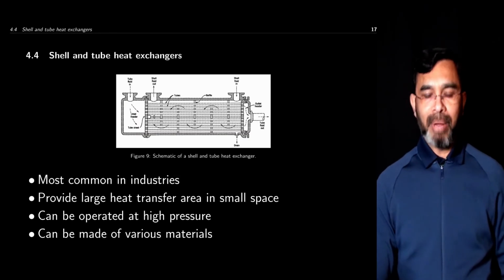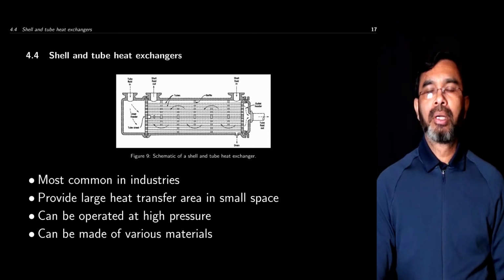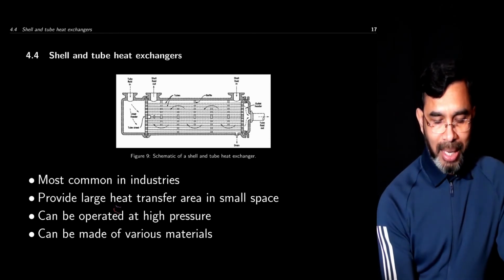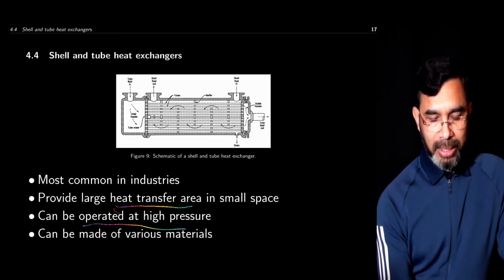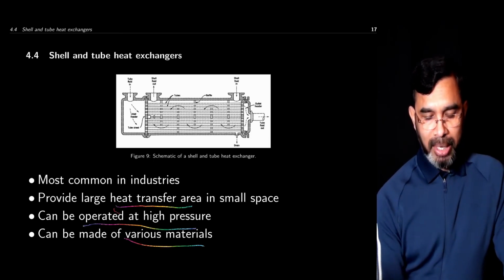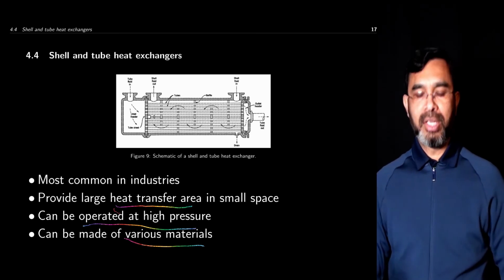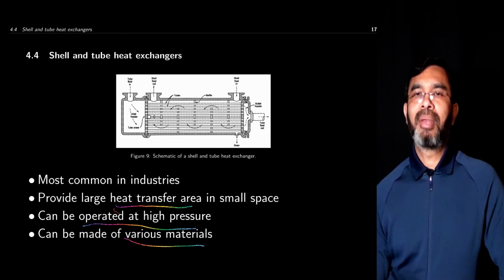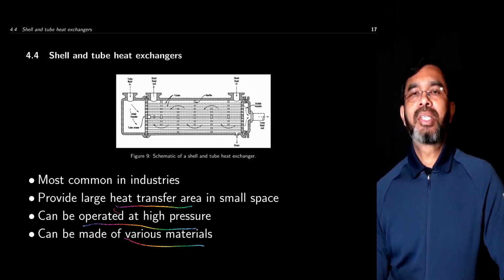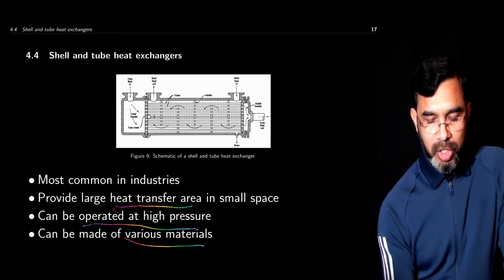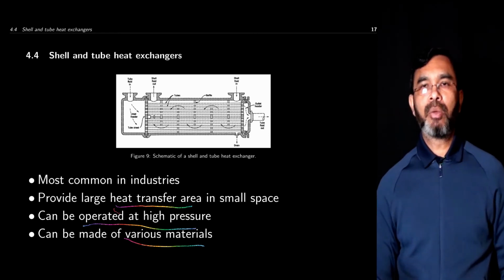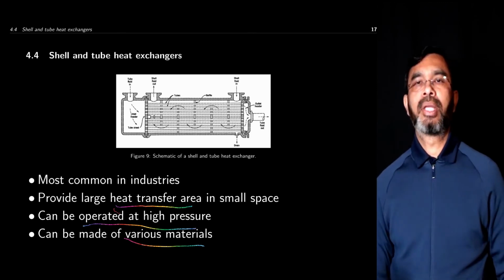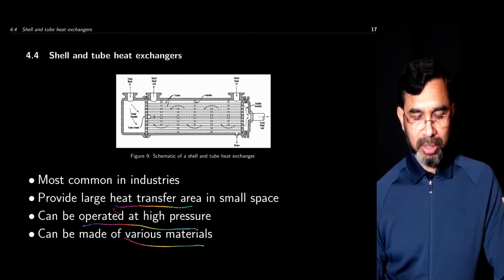The shell and tube heat exchanger might be the most common heat exchanger in the process and chemical industry. It provides a large heat transfer area, can be operated at high pressure, and can be made of very different materials depending on the fluid streams involved. You can see here that the shell and tube heat exchanger is simply a bundle of tubes placed within a large shell. Because there are so many tubes, you can maintain a large volumetric flow rate of the fluids. Also, that creates a large heat transfer surface area.